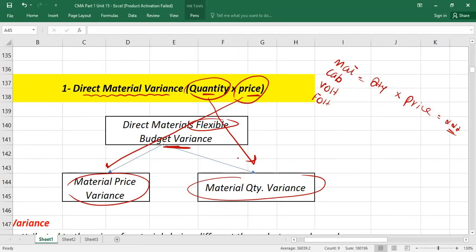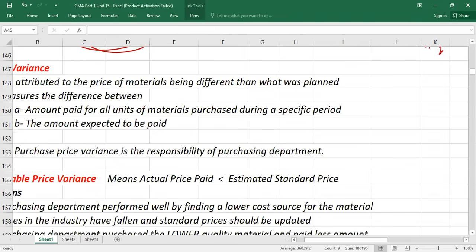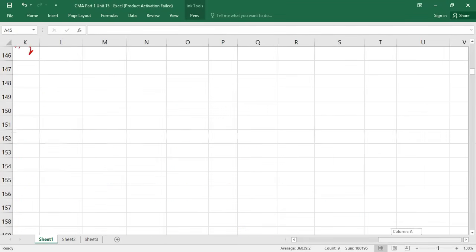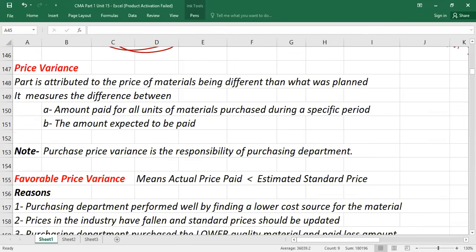If I take material price variance plus or minus material quantity variance, this will become the total variance of material cost, the total material cost variance. Understood? So now here we go. I'm going to tell you the first variance. First we have here, guys, price variance. I will tell you in a very simple way. Don't worry, first I'm going to explain here.